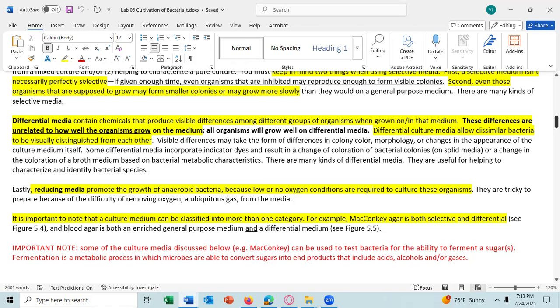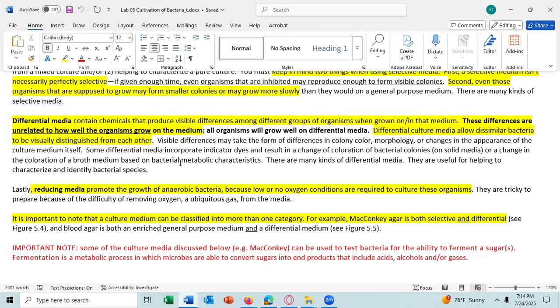An example of a differential media is, what would be a good one? Well, this isn't the best example, but EMB is differential media. Trying to think of one that's only differential. Blood agar can be differential, but it's also enriched. I can't think of one that's only differential, at least at the moment.